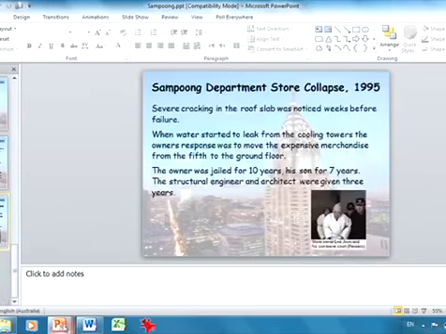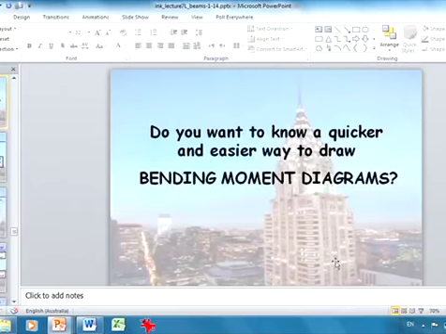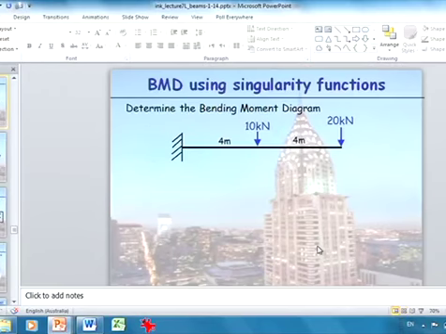And you need to know how to draw a bending moment diagram. And I'm going to show you an easy way to do it. We will leave that one for now: bending moment diagram using singularity functions. So, shall we do that one? One more? We'll do one more, and then I'll show you the easy way.